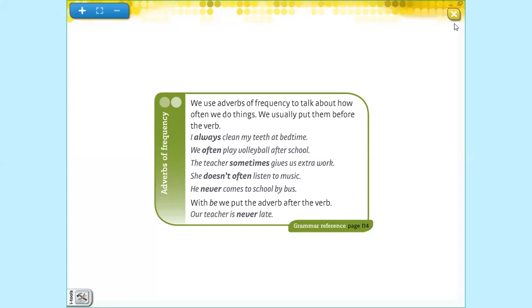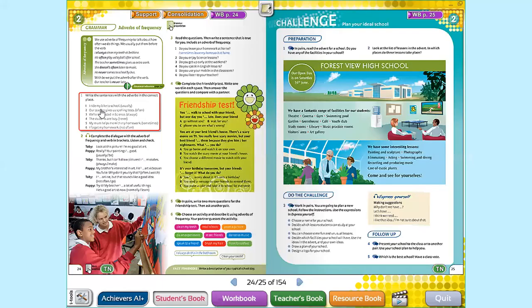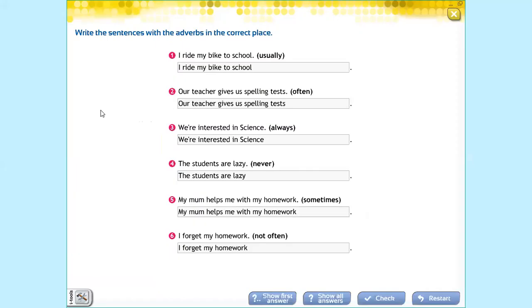Remember, adverbs of frequency, okay? So let's do the first activity. It says, write the sentences with the adverbs in the correct place. Usually, often, always, never, sometimes, and not often. For example, it says, I ride my bike to school.